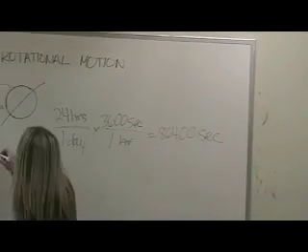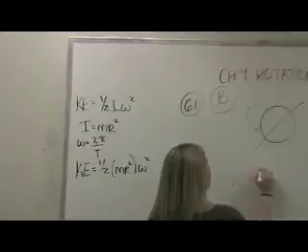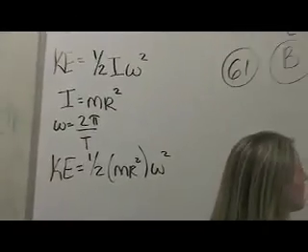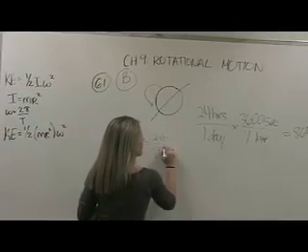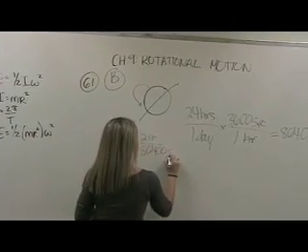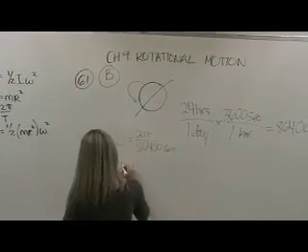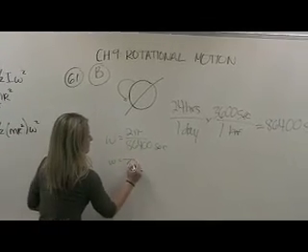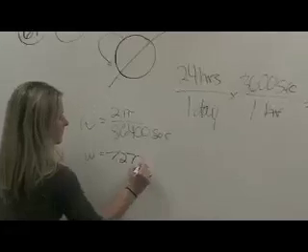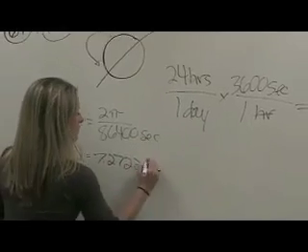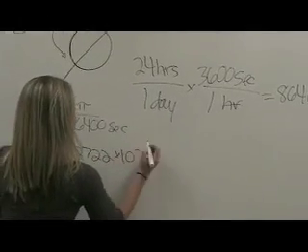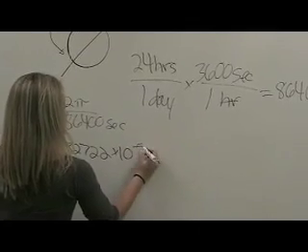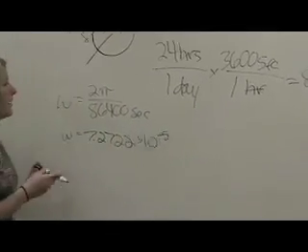The omega, which is 7.2722 times 10 to the negative 5. Okay, so that's our omega.